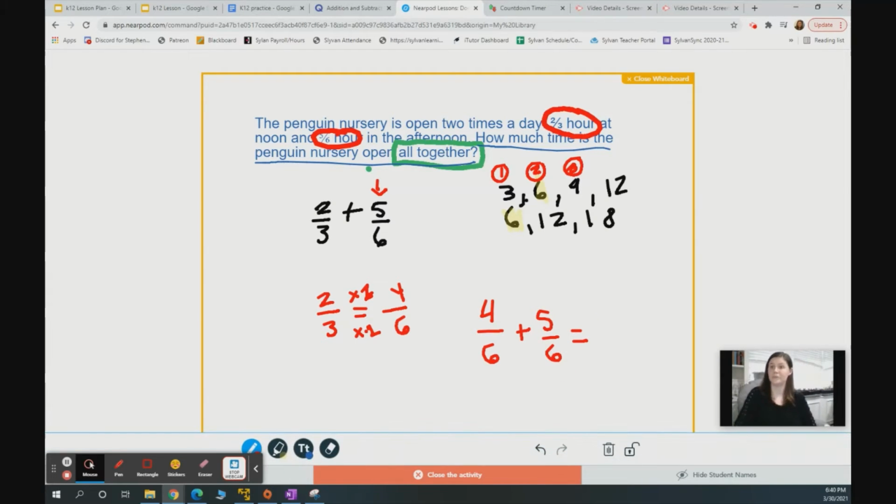Now, refresh our memory on how we add and subtract fractions. So we did our step 1, we got our common denominator. Then we did our step 2, we converted our fraction so that it had the same denominator. Now we're going to do our step 3, which is add the numerators. So our numerators are 4 and 5. So we have 4 plus 5, which would be 9.